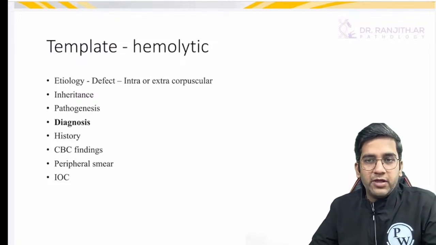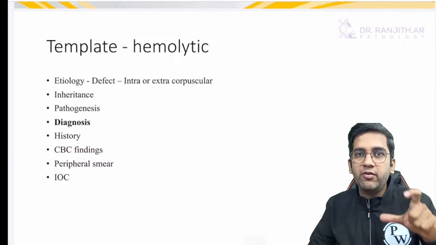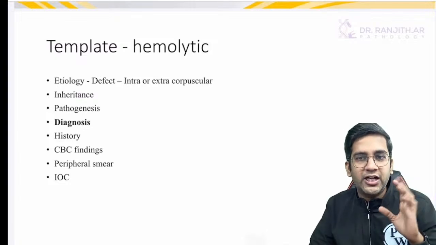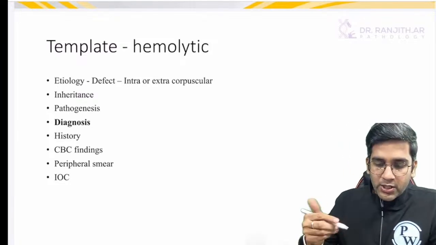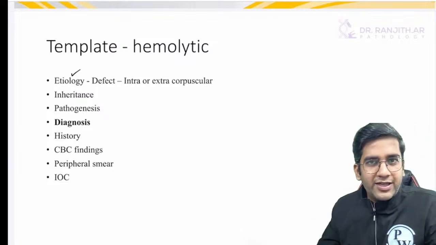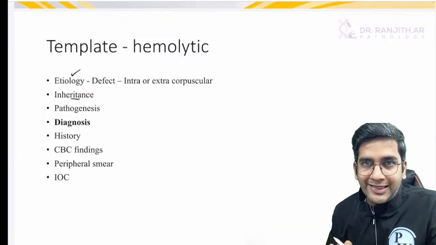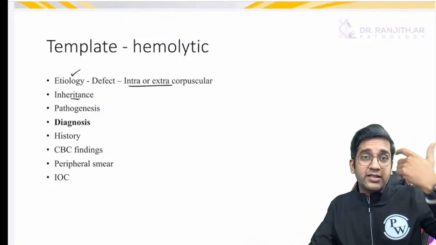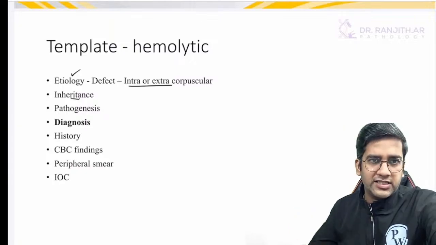For hemolytic anemia, I want you to have the same template. Remember this template, whatever may be the hemolytic anemia. If you can fill these 6 headings with 2 points each, that should be more than enough, right? Good evening, Sai. Good afternoon, Lion. Okay. So we have to talk about the etiology. If it's inherited, what is the mutation? If it's inherited, the inheritance as well. And talk about the defect, whether it's inside the RBC or outside the RBC, because this is how the hemolytic anemias are classified, intra or extracorpuscular defect.